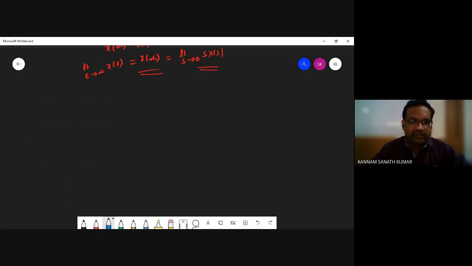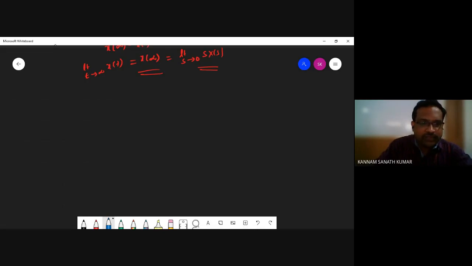So with this we completed the properties of Laplace transform and their proofs. Next we will see the Laplace transform of the basic signals, the one-sided or unilateral Laplace transform of some commonly used signals.